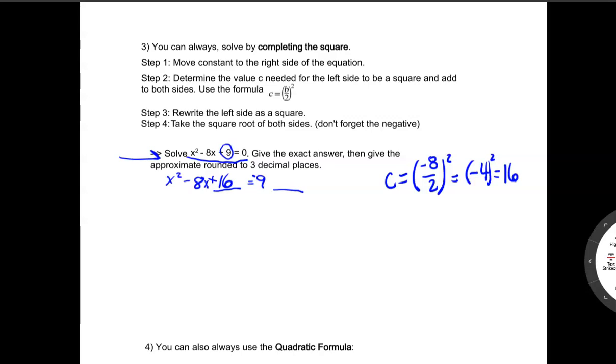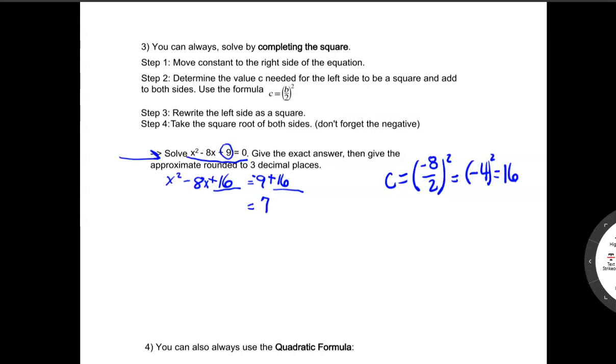What else do we need to do? We need to add 16 to the right side, and that's why I put a blank over here as well. So once we figure out c, we're going to add it to both sides. And on the right-hand side, we can actually do that. 16 minus 9 is a positive 7.